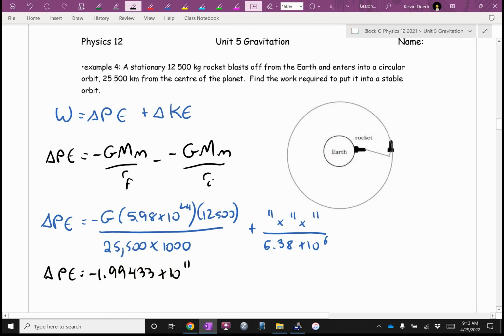I don't know if you've noticed, but typically when we're doing potential energies around Earth in orbit, it's in the 10 to the 10th or 10 to the 11th range. Here, we're pretty far out, 25,000 kilometers. That's a very far orbit.